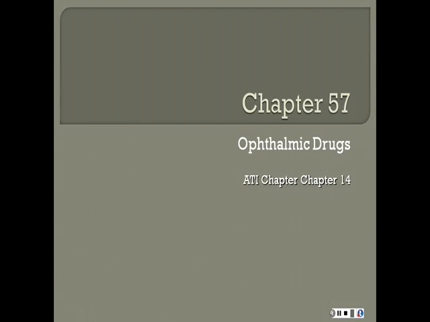So this is Chapter 57, Ophthalmic Drugs. It is ATI Chapter 14. It starts on page 916 in your book. Again, we're going to talk about anatomy and physiology of the eye, disorders and disease processes that can happen with the eye, and the various classifications of ophthalmic drugs that are used to treat those disorders. And then we'll talk about nursing care for patients receiving ophthalmic drugs.